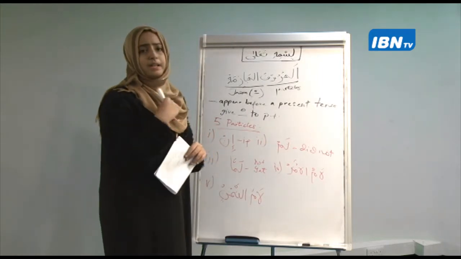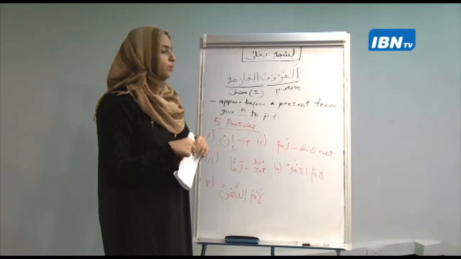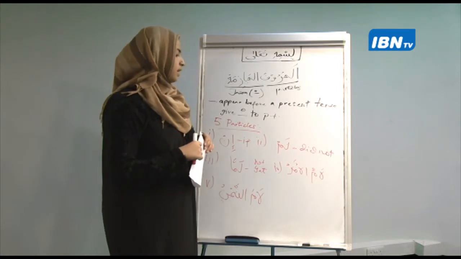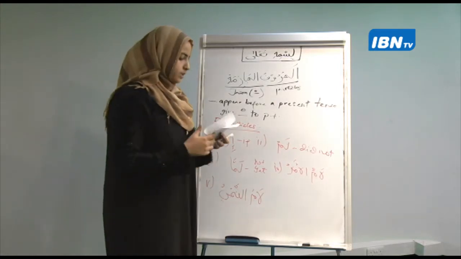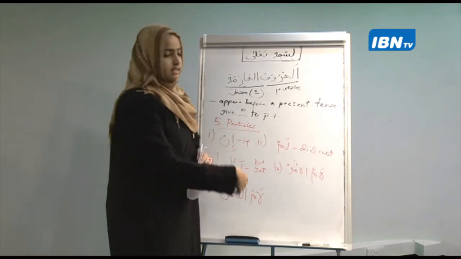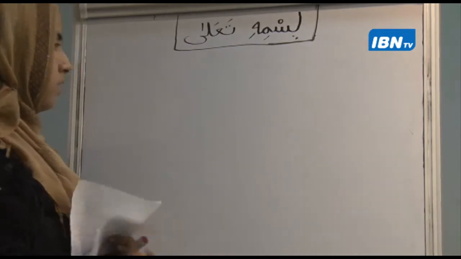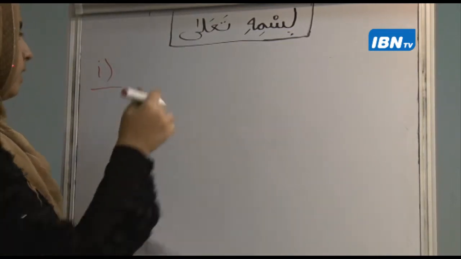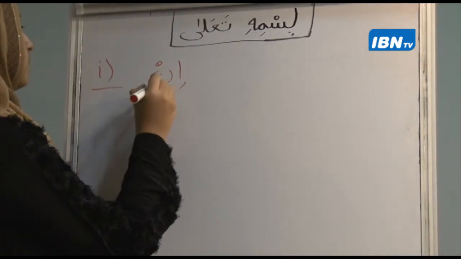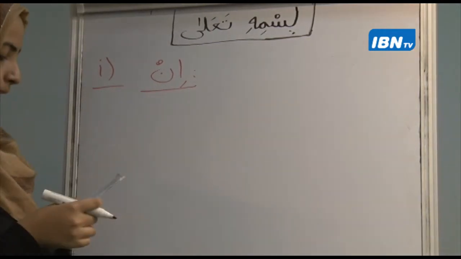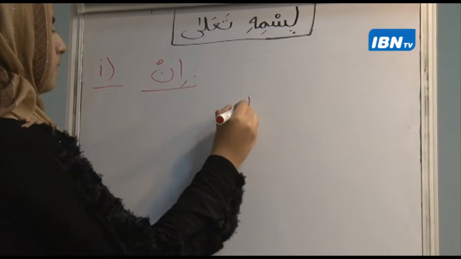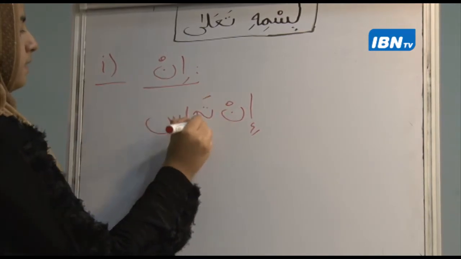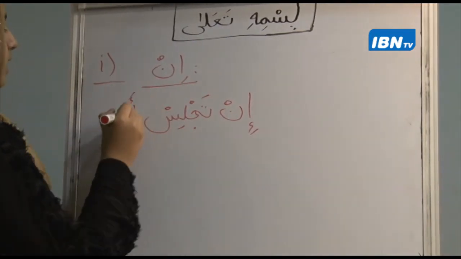So now we'll be constructing sentences using these huruful jazima. You can note this down: we have in, lamma, la'un nahi, lam, and lamul amr. Right, so the first sentence we have uses the particle in: in tajlis, ajlis.